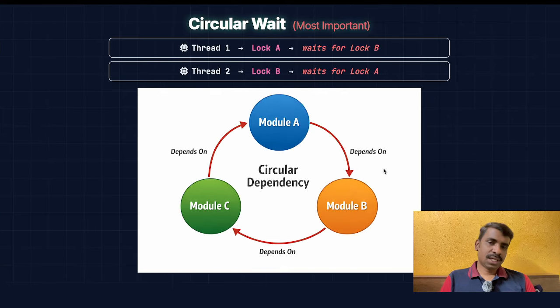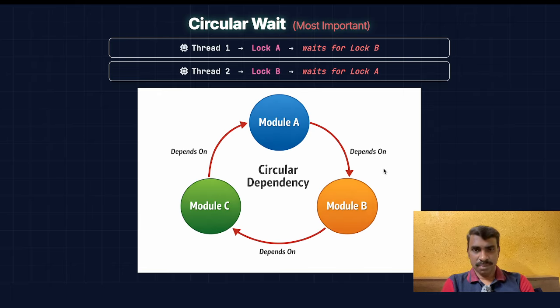Then circular wait is the most important thing. Thread 1 acquired lock A and waits for lock B. Thread 2 acquired lock B and waits for lock A. So it's a circular dependency. A depends on B, B depends on C, C depends again on A. So it will never end. It's a kind of circular wait, and it's very important. This is what happens in most deadlock scenarios.